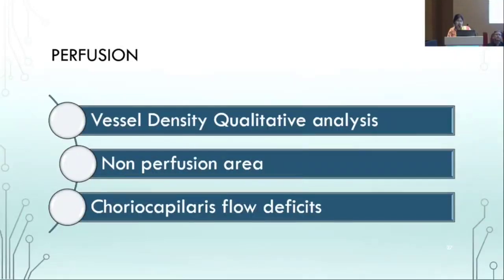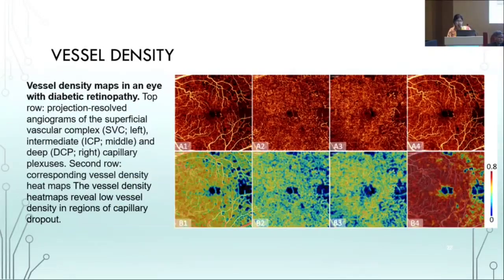The perfusion includes vessel density qualitative analysis, non-perfusion areas, and choriocapillaris flow deficits. As we can see in the vessel density maps in the eye, the top row shows projection resolved angiograms of the superficial vascular complex, intermediate and deep vascular complex, and in the second row corresponding vessel density heat maps are prepared. These vessel density heat maps reveal low vessel density in the area of capillary dropout.